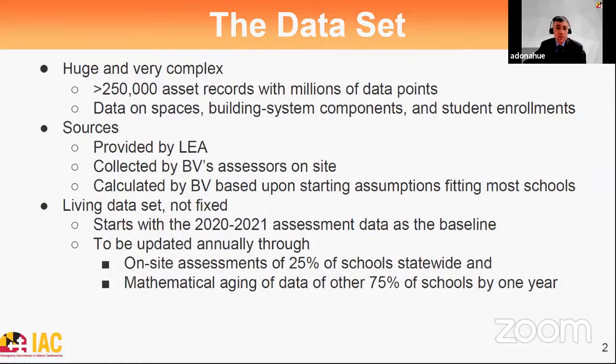Some of the data points were submitted by the LEAs, some were collected by BV's on-site assessors, and some are the result of calculations using starting assumptions designed to fit the bulk of the 1,400 facilities covered here. As you can imagine, with a data set this large, there is some margin of error. The data set has been QC'd, quality controlled, extensively, with every LEA providing feedback on data points collected, and we anticipate that over time the data will be improved as the IAC and the LEAs continue to identify discrepancies and ways to obtain more accurate data. The data set is a living, not fixed data set that has been configured for continuous refinement and improvement through periodic, fresh on-site assessments, and as a result of new or deeper data that the LEAs provide as they make changes to their facilities over time.